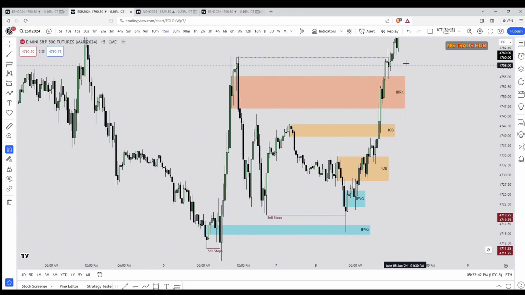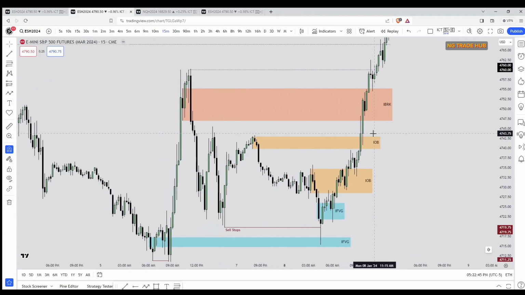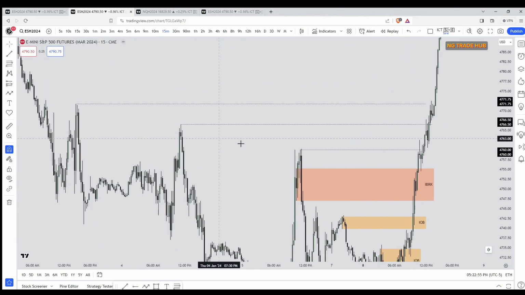But here we have the draw on liquidity being higher, with price referring back to these PD arrays. So when you're anticipating higher prices, like we are here, since it raided the sell stops and started to expand higher, I'm going to extend these out as I'm looking for the liquidity to be targeted up here.